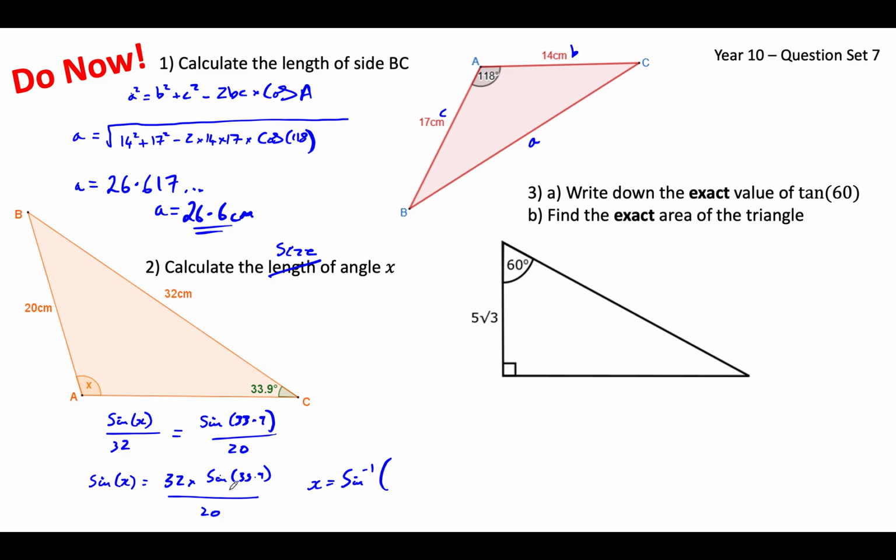We press shift to get the inverse sine of the same thing. 32 times by sine of 33.9, all divided by 20. Shut the bracket. Shut that bracket.